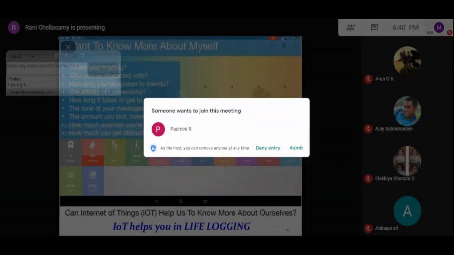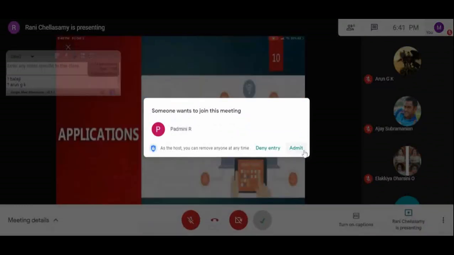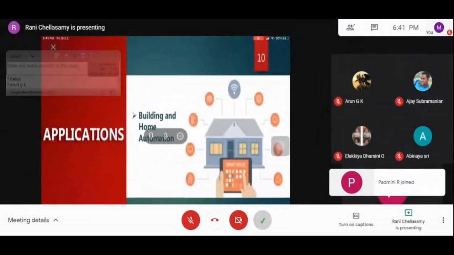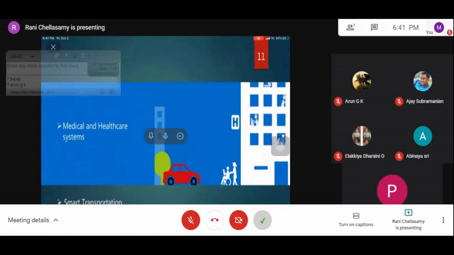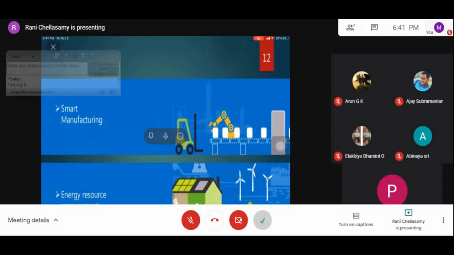So some more applications: you can have environment monitoring, smart home appliances, all the automation. You can control the things in your house, like lighting up and switching off; all these can be monitored or controlled with IoT. Whatever appliances you have in your home can be controlled and automated with the help of IoT. And you can also have smart transportation, medical and healthcare systems based on IoT, smart manufacturing, energy resource management.